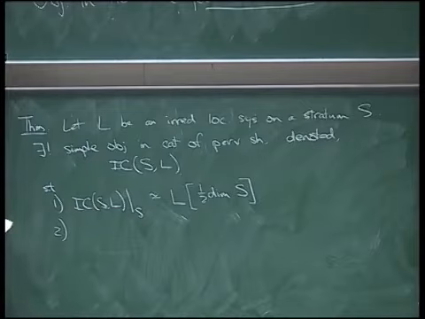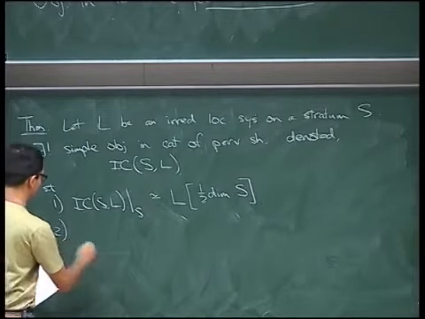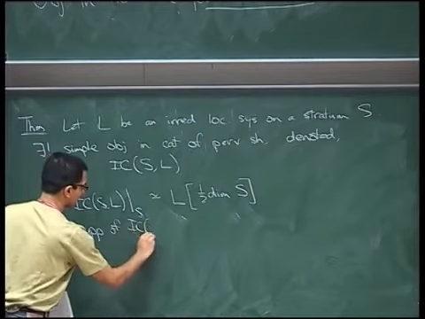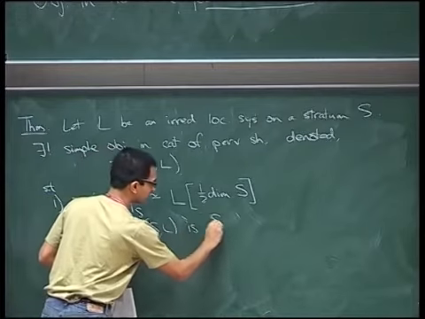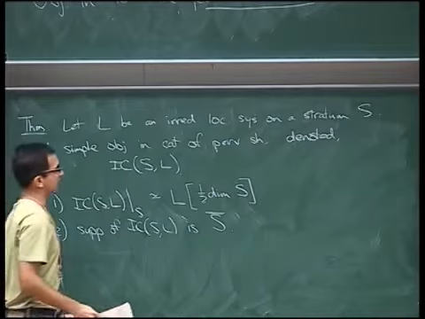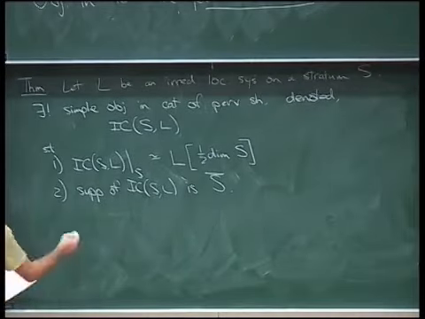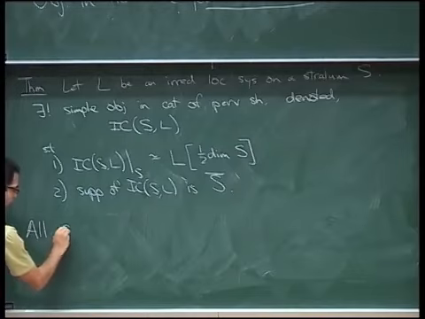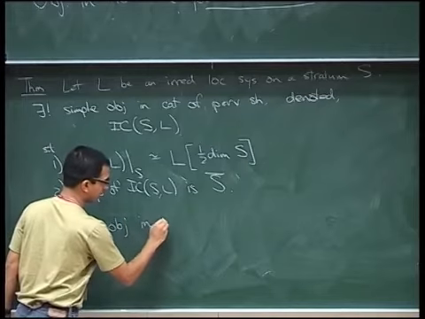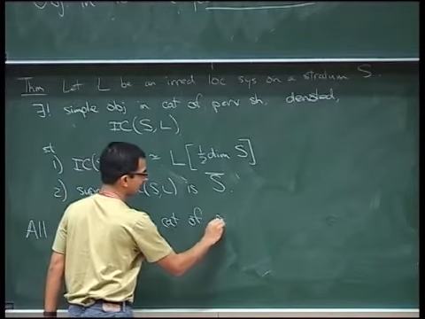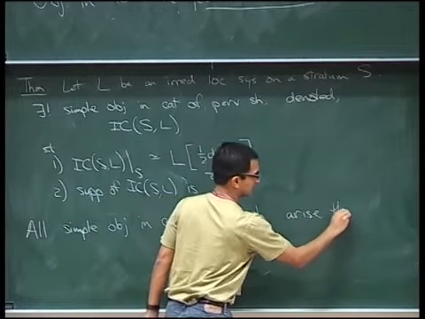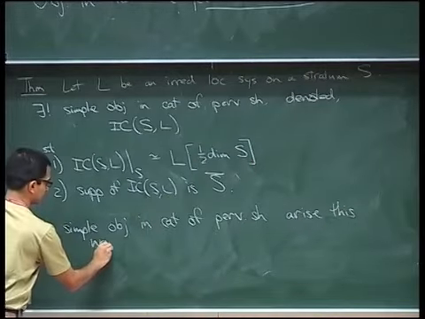And then the second condition is that the support of IC(S, L) is the closure of that stratum. And then the end of this is that all simple objects in the category of perverse sheaves arise this way.